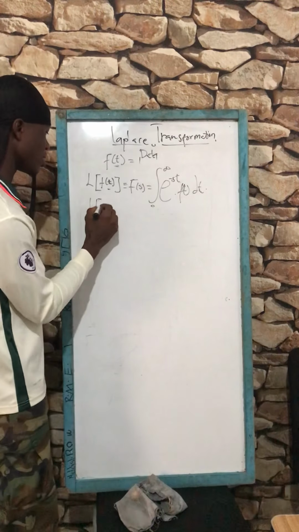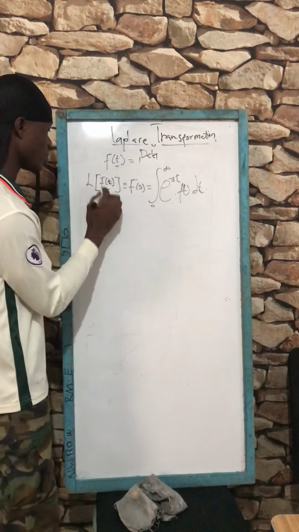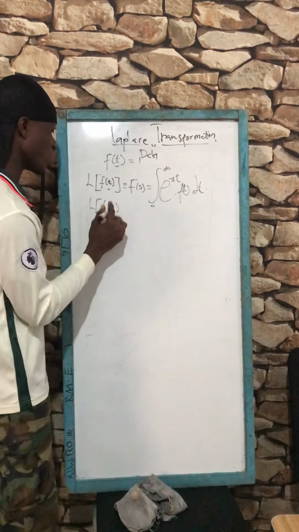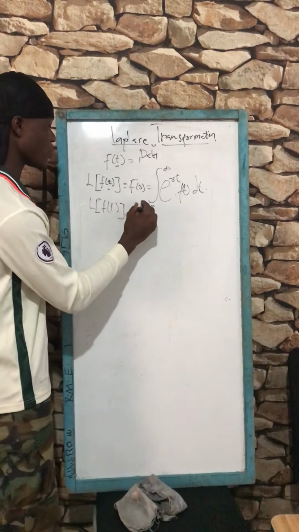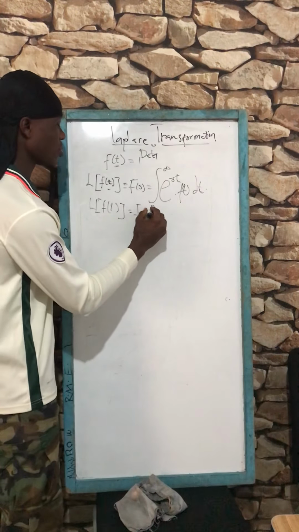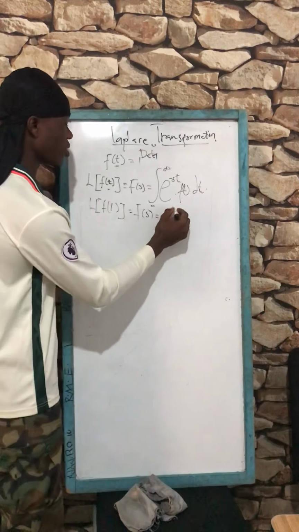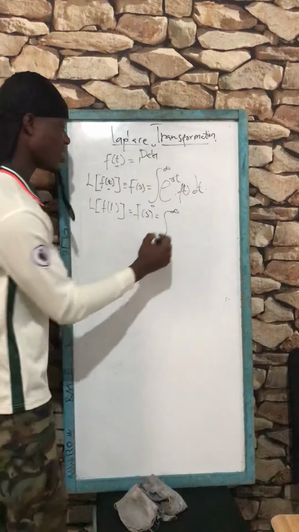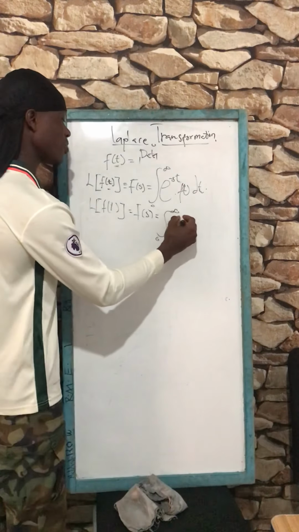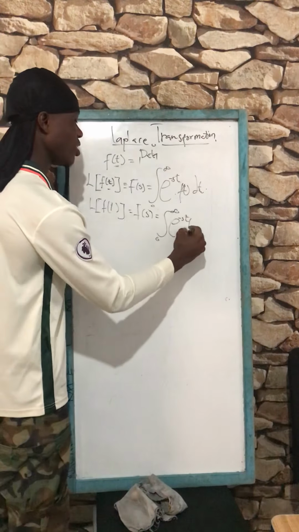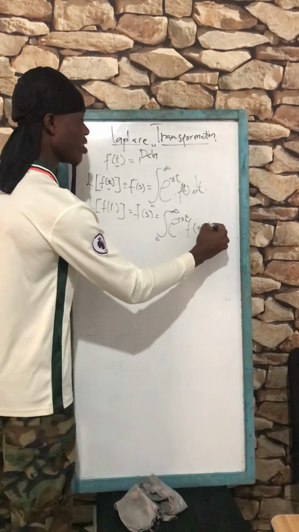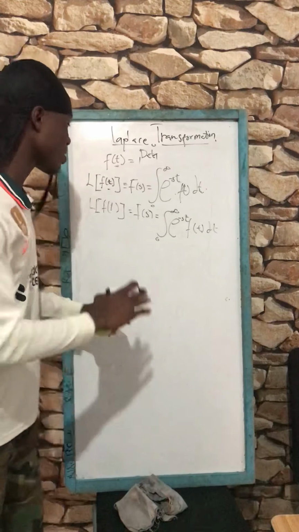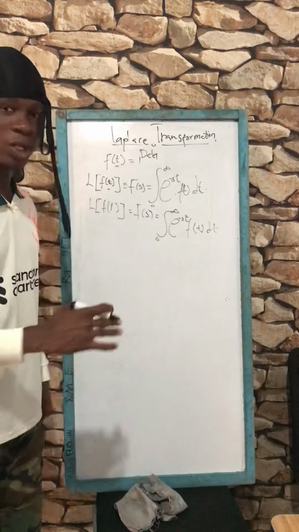Your Laplace function, that's small f, the Laplace function of f(t), is equal to capital F of s, which is equal to the integral from 0 to infinity of e to the power of negative st times f of t dt. This is the simplest way you can understand this. Okay, so let's follow and understand it very well and better.